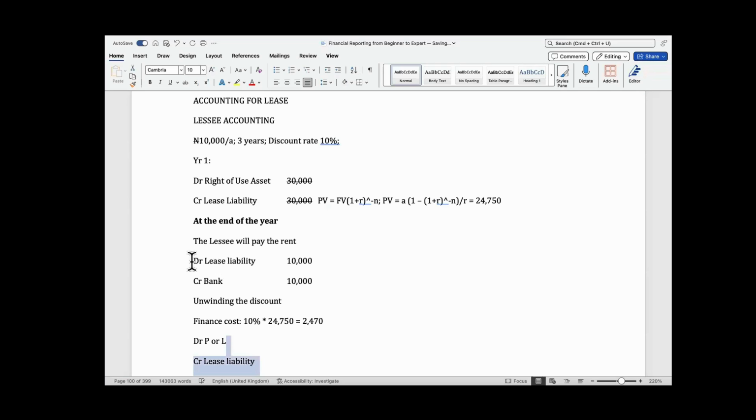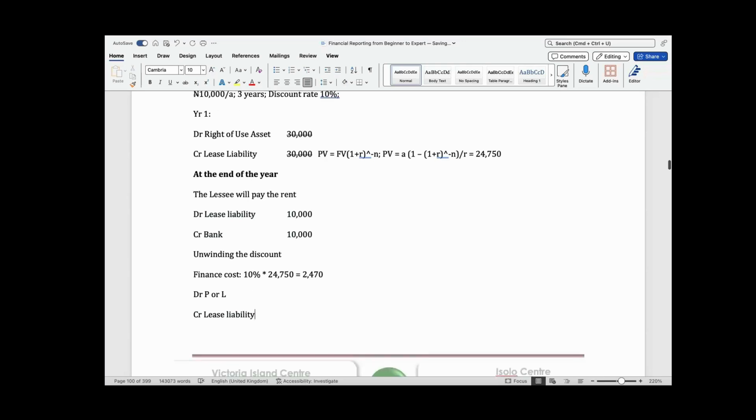And that is what will correct this rent we are paying every year. So by the time we are paying year 3, it will balance up. The balance in that account will be exactly 10,000 so that it can net off. So everything will just net off. So this is how it actually works.